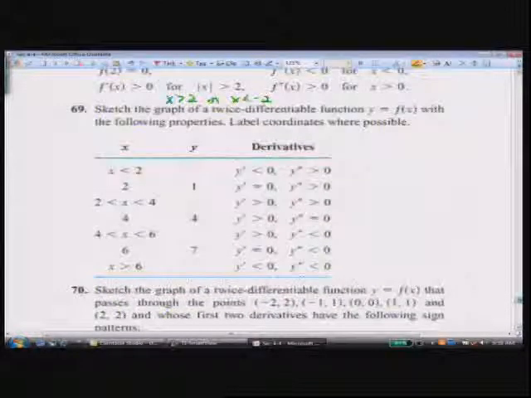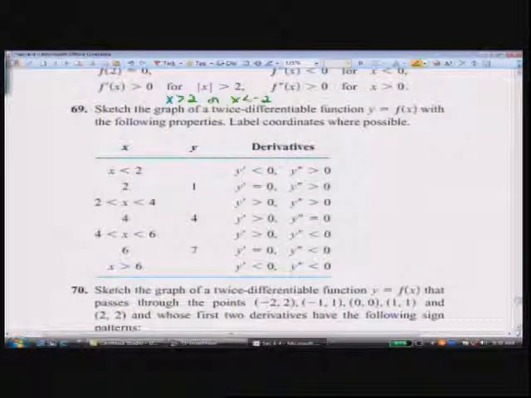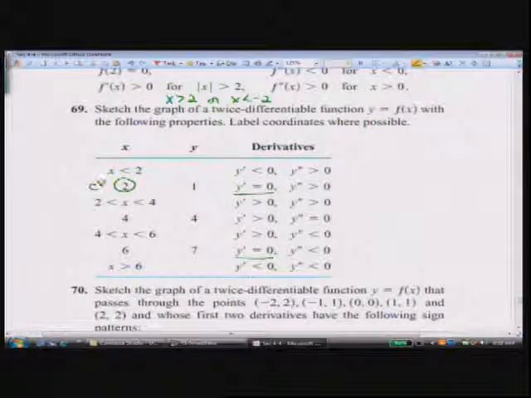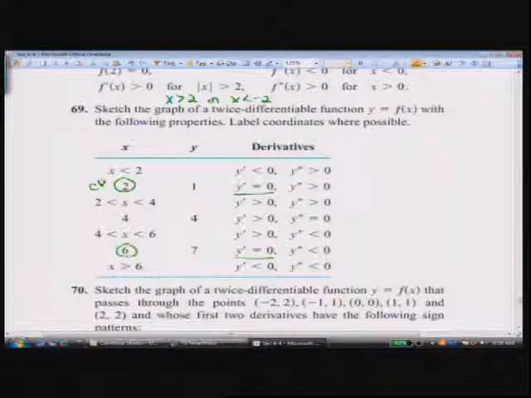Okay, number 69. Just a lot of notation. See if we can read the notation. So they're saying for when x is less than 2, my derivative is negative and my second derivative is positive. Here's my critical point. When the derivative is 0, those are critical points. So that means at 2, the derivative is 0, so I know that x equals 2 is a critical point. Does that make sense? And 6 is also a critical point. That's what that information means.